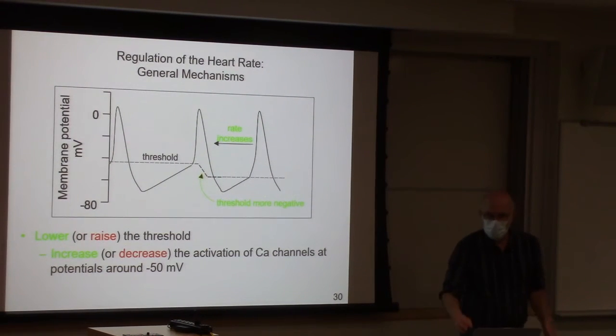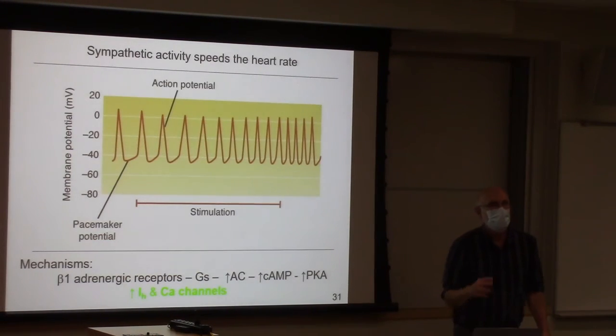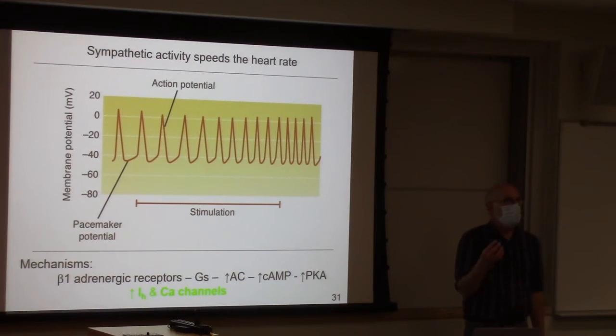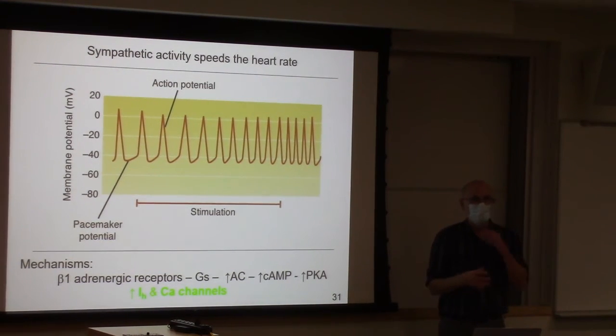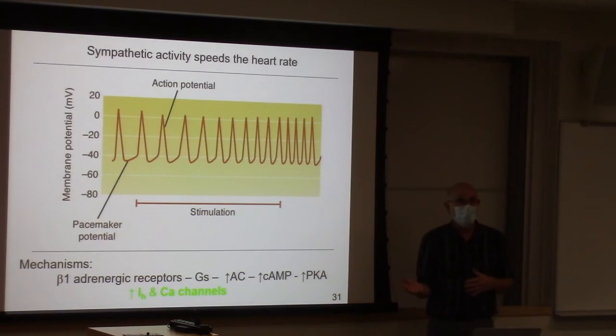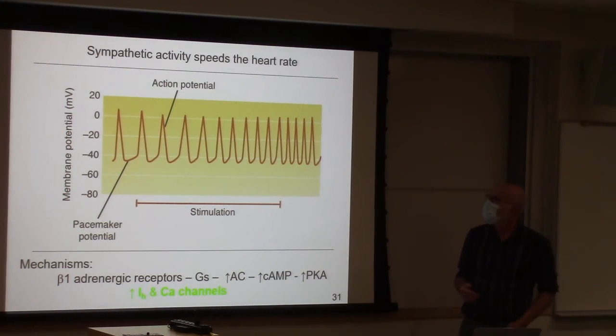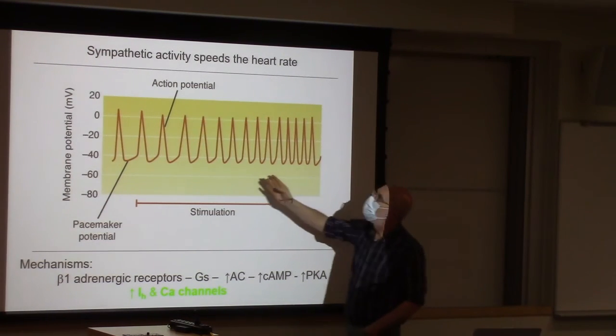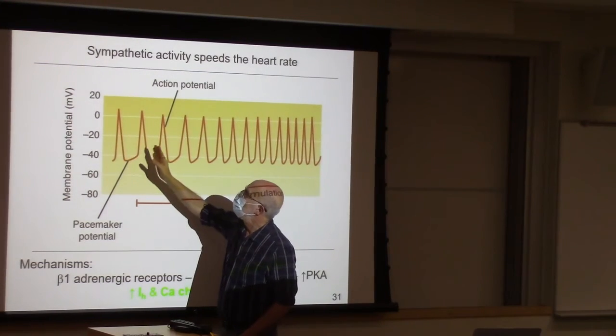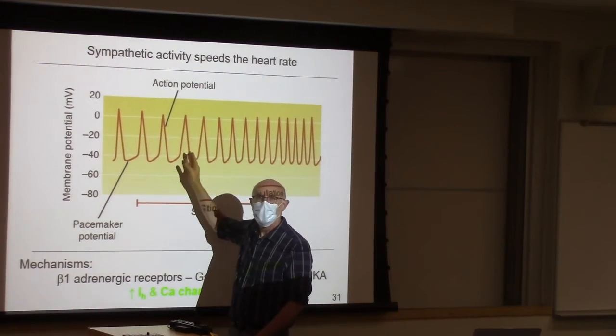So now let's put these three generic mechanisms into play and understand the sympathetic and the parasympathetic nervous systems, what you experience when you're stressed and when you're relaxed. Here is a cartoon of actual data. Here's a heart rate. Boom, boom, boom, once every second.